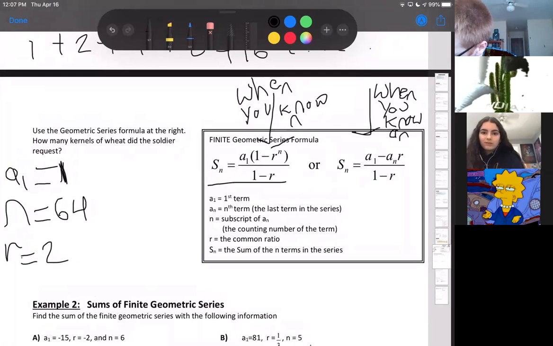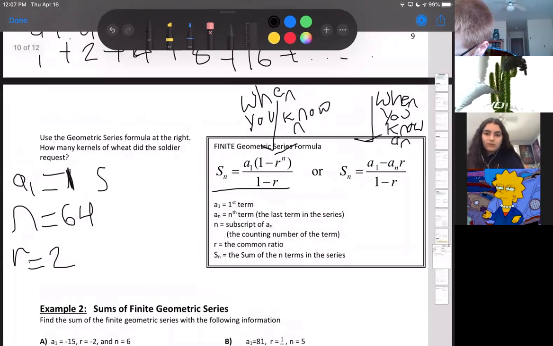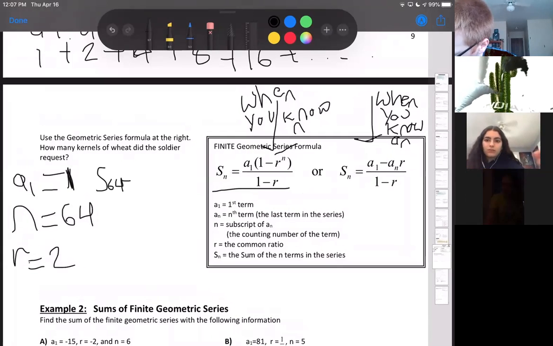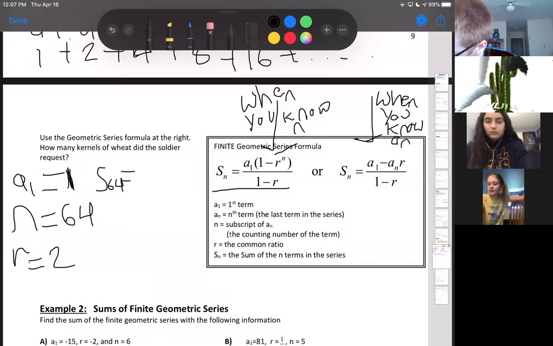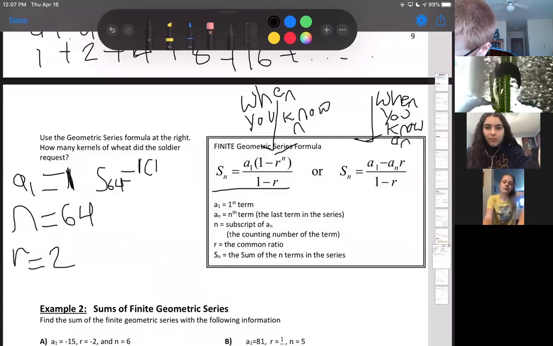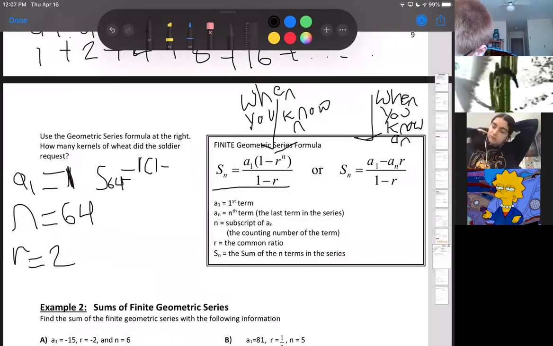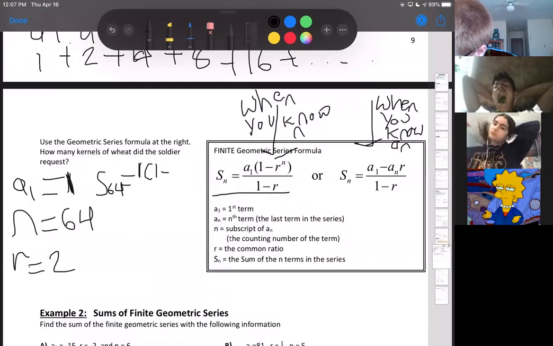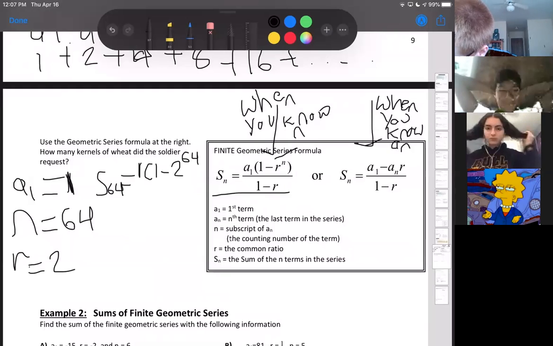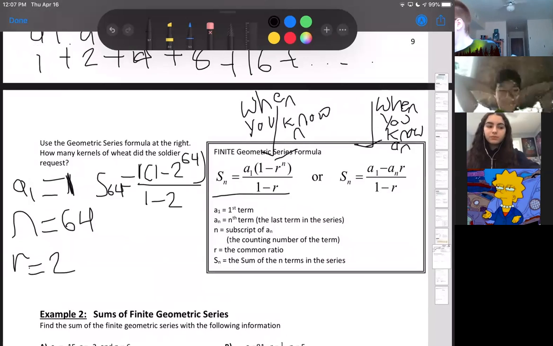So we're going to plug this into the first formula. We would have S of 64, because we have 64 numbers we're taking the sum of. It would be A1, so 1, times 1 minus our r to the nth power, so 2 to the 64, which is going to be pretty large, 2 multiplied 64 times. And then 1 minus our r on the bottom, so 1 minus 2.